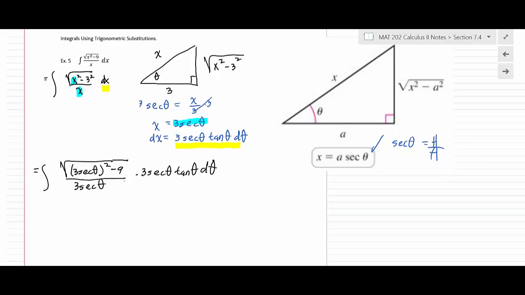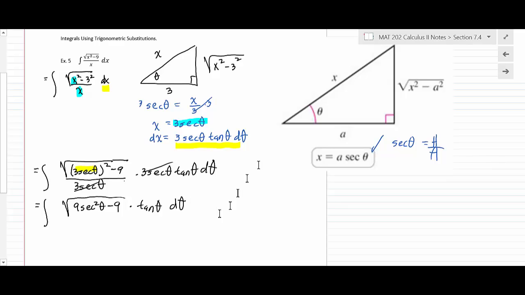Now you want to start cleaning things up. It takes a few steps before you're ready to start integrating, and you'll begin to see the pattern. I'm going to square this out, so that's 9 secant squared theta minus 9. That's what's under the radical. And notice the 3 secants cross out, so by all means, cross them out. That's nice when that happens, and that's part of the reason this substitution works well. Then we're left with times tangent theta d theta.